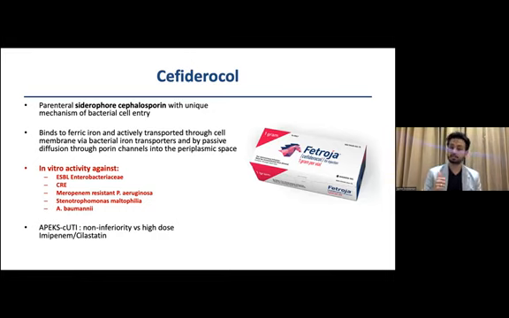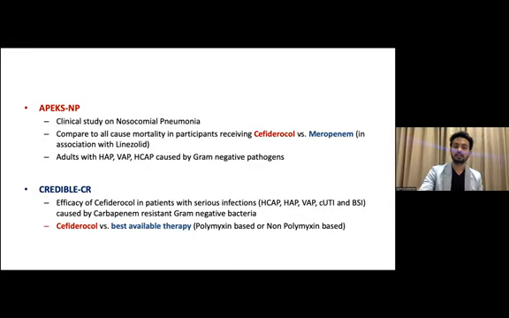It has been found to have very good activity against the ESBL Enterobacteriaceae, the CRE bugs, the meropenem-resistant Pseudomonas, that is the MDR Pseudomonas, Stenotrophomonas maltophilia, and even against Acinetobacter baumannii. So for this drug, there are a lot of trials to say that it can be used in most of the MDR bugs, including HAP and VAP patients.